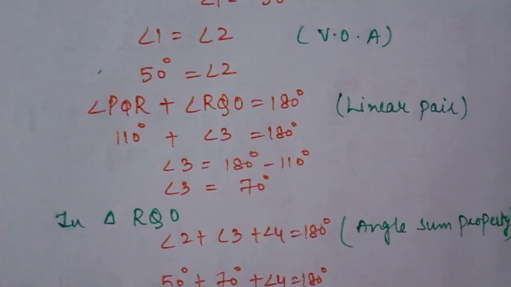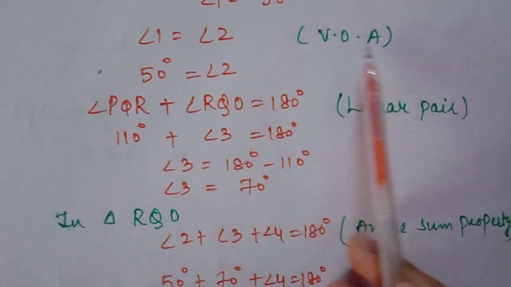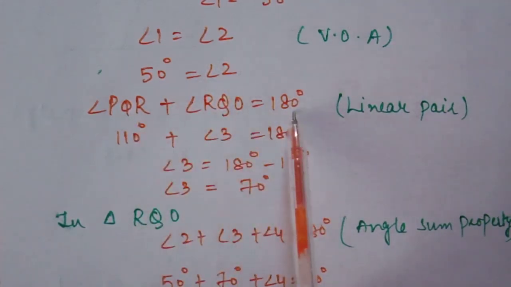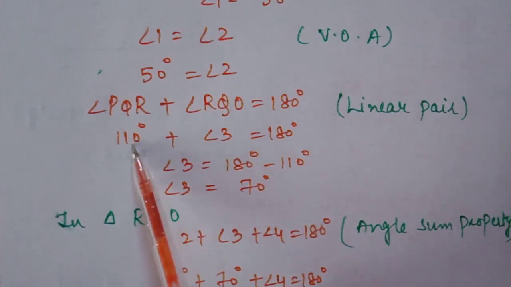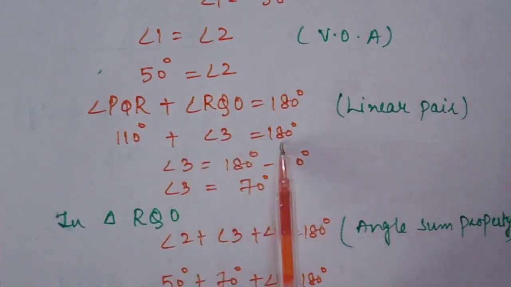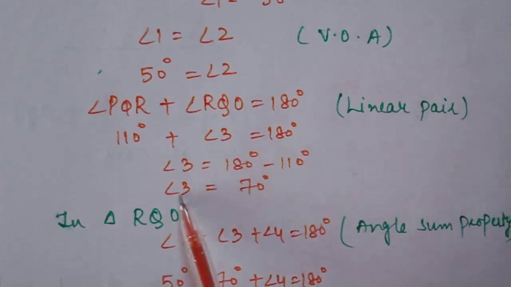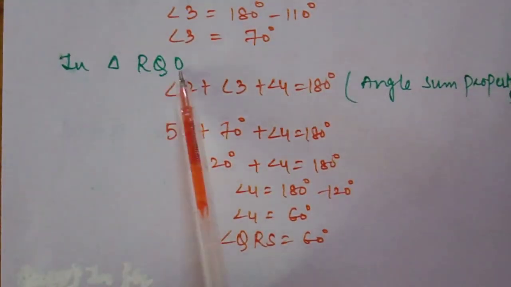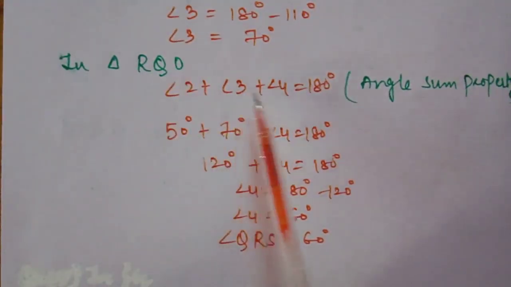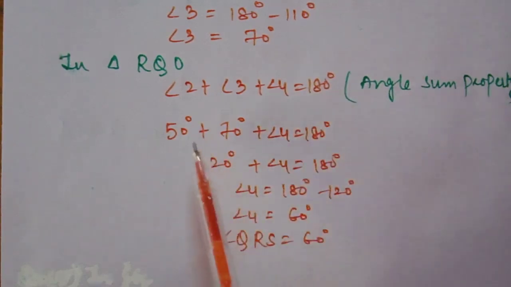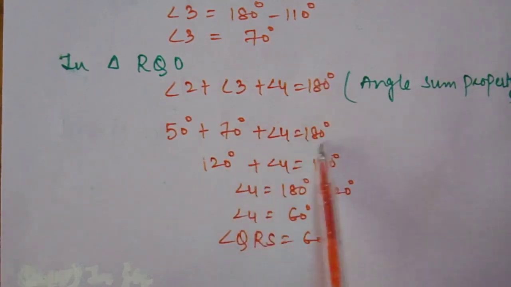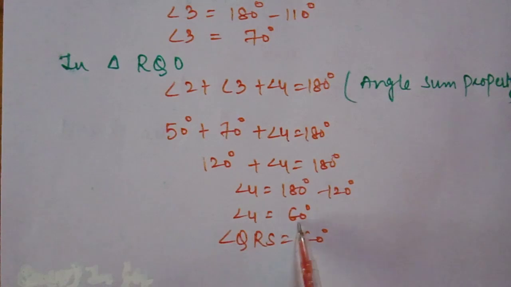So angle 1 and angle 2 are equal to each other because of vertically opposite angles, which is also 50 degrees. And next, the pair of 180 degrees: 110 plus angle 3 is 180 because of linear pair. So angle 3 is 70 degrees. In triangle ROQ, angle 2 plus angle 3 plus angle 4 is 180 degrees. So we put the values of angle 2 and angle 3, which we already know, and then we find the value of angle 4, which is angle QRS, our required angle.